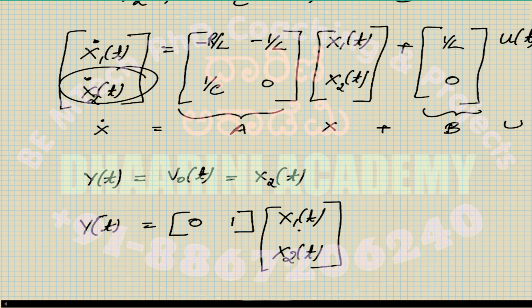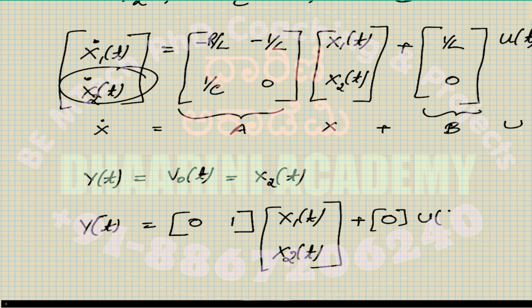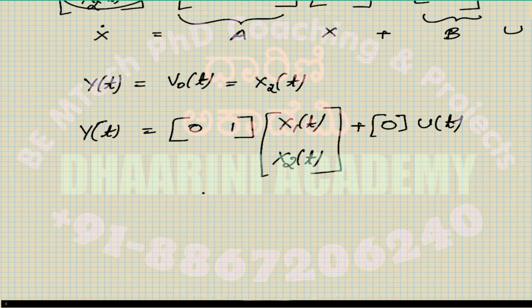I got x2. Plus, I need a standard format that something into u of t should come, but it should be 0 now. I'm not multiplying with this. 0 into, say, this is u of t. So you can see that this is y. Y is equal to c times, once again, x plus d times u. So this is the matrix D, this is the matrix C for the given question.